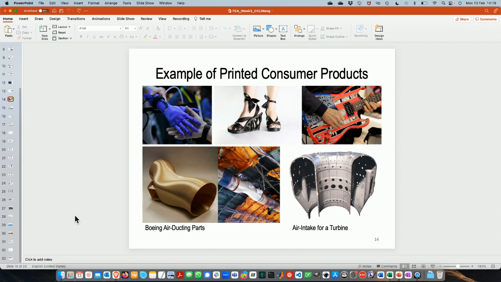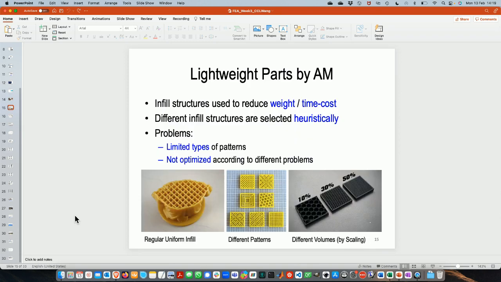So you can really print out very, very complicated geometries with very minimal effort, right? As you can see, people have been doing everything from shoes all the way to Boeing aircraft and so on and so forth, right? People have gone crazy about it. So why do we want to do this? One thing is that if you can reduce the weight, then you can improve fuel efficiency, for example, in cars or in aircraft and so on, right? So you want to make it as light as possible, right?